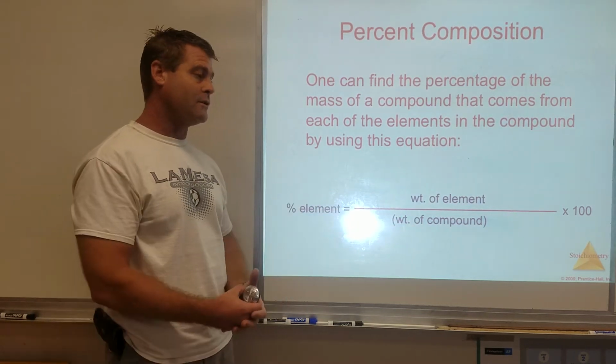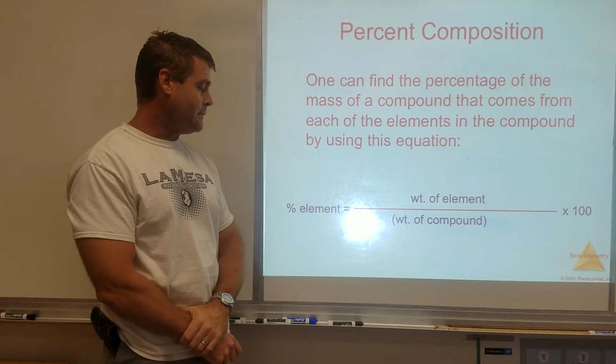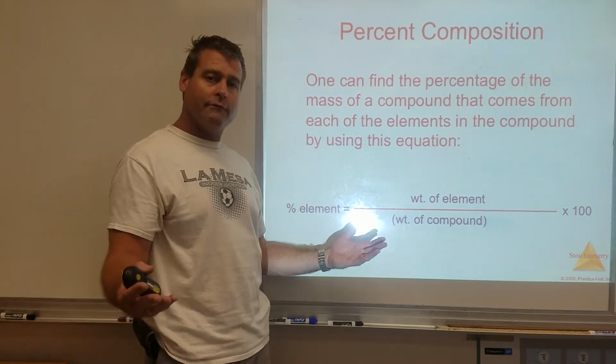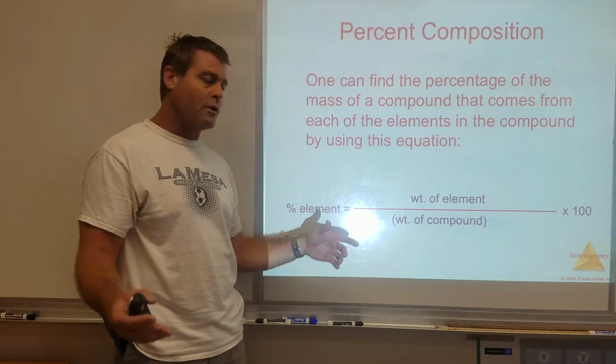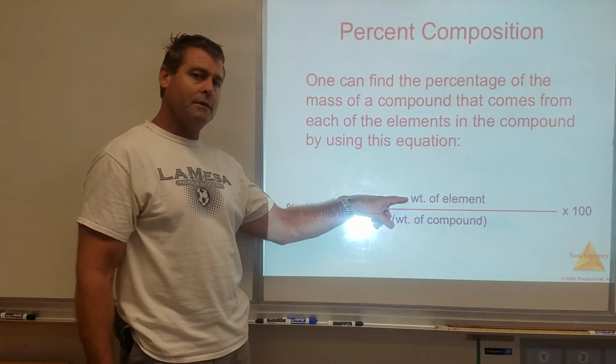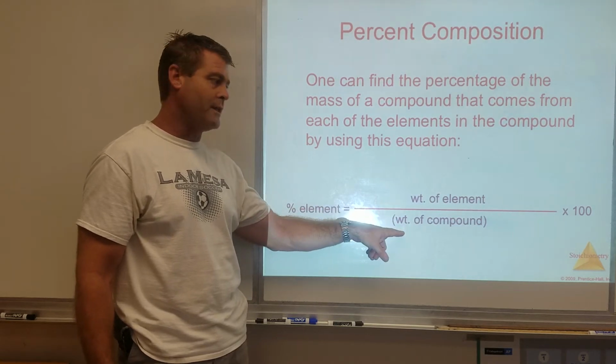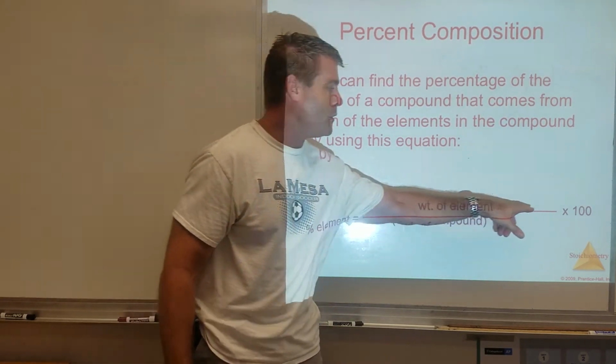If you need to find the percent composition, like we want to see of a particular compound, what's the percent of a particular element. And you guys know percent's pretty easy. Percent is just a part over a whole. If we're dealing with a compound, what's the part we're interested in? That would be the element. What's the whole? That would be the compound. It's always the part over the whole, the weight of the element over the weight of the compound, and then to get a percent, we multiply by 100.